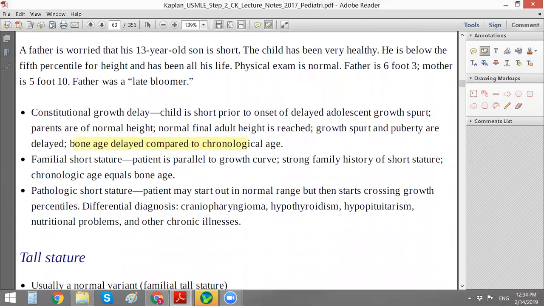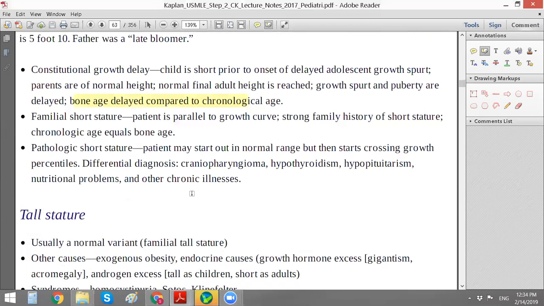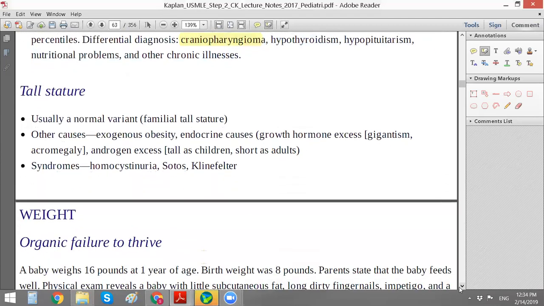Then we have the familial: parallel to the growth curve, strong family history of short stature, chronological age equals bone age. Pathologic starts out normal, then starts crossing growth percentiles. Can mean craniopharyngioma, hypothyroidism, hypopituitarism, nutritional problem, other chronic illnesses. Craniopharyngioma, short stature with vision problem.